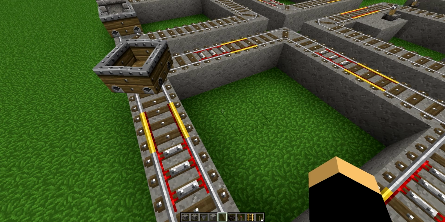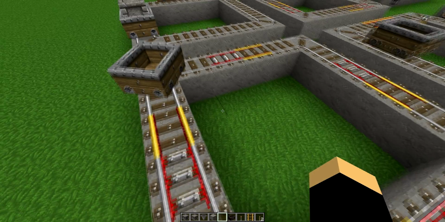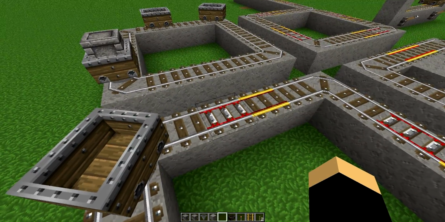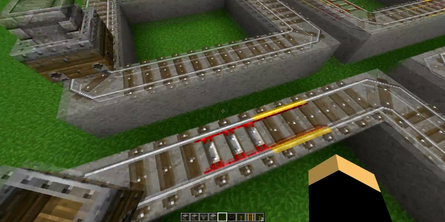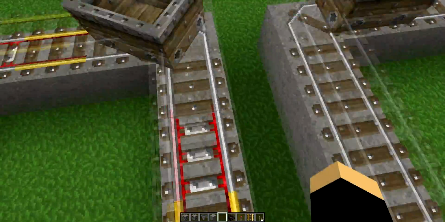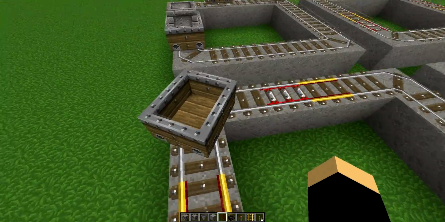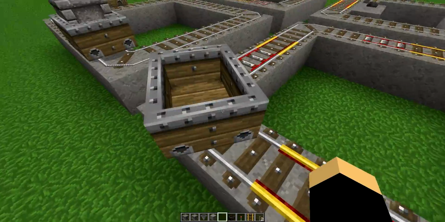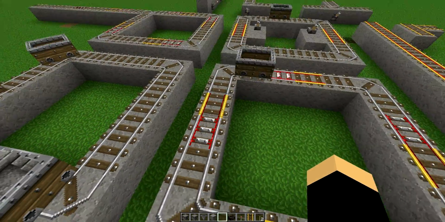So next we want to talk about detector rails. Detector rails are actually another type of redstone power source, but they only activate when a minecart of any type is rolling on top of them. So you can see I stand on the rail, it does nothing. So it only activates when you have a minecart going on top of it. So what I'm going to do is give this minecart a little nudge, and there it goes.